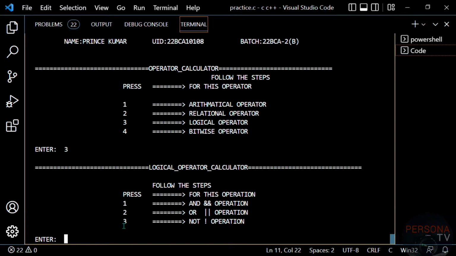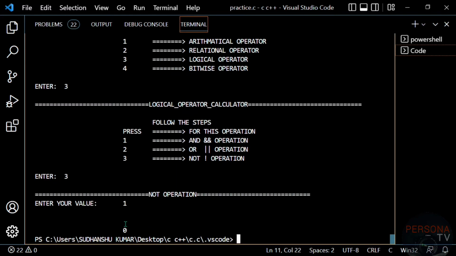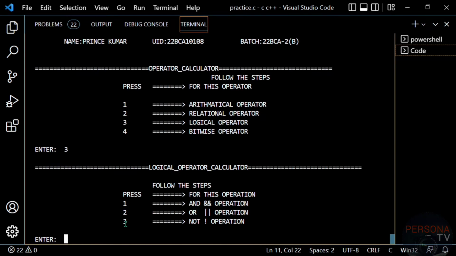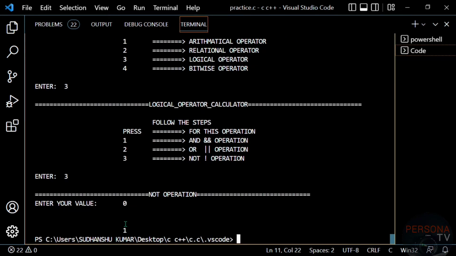Yes. Let me go with third, and I'm going to give the value, meaning the condition. Let me give true. It gives you false. If I give the condition false, it will give you true. Are you able to see? Yes. Alright, logical operators are complete.